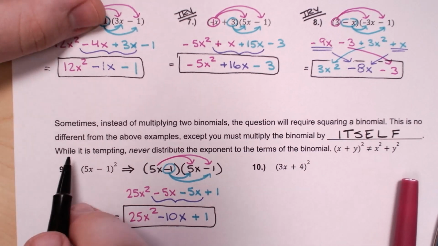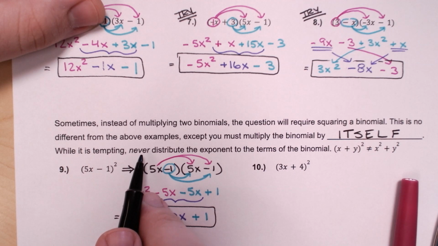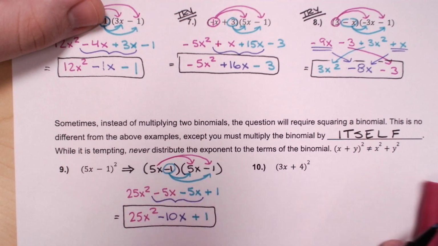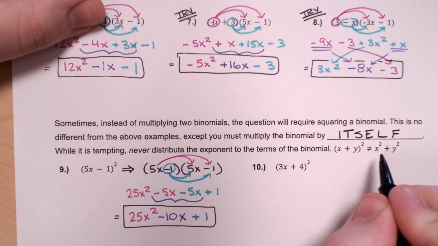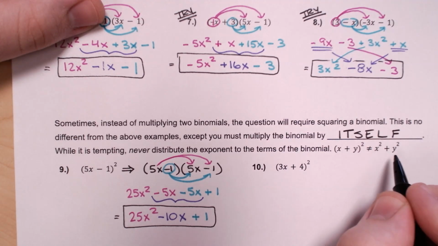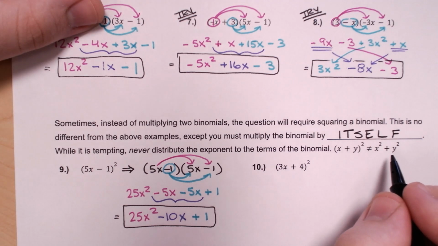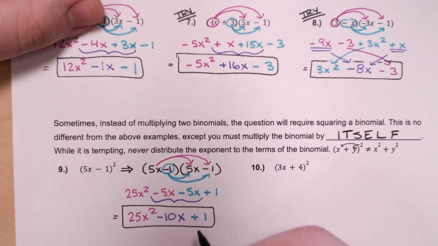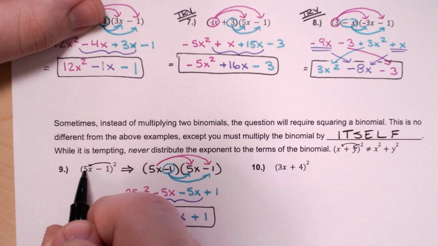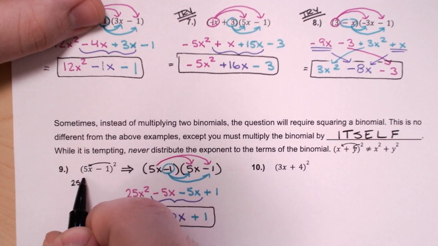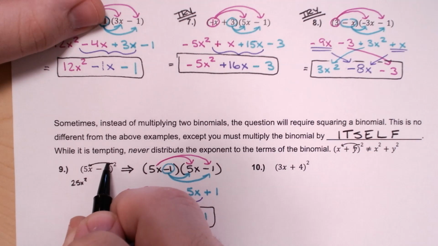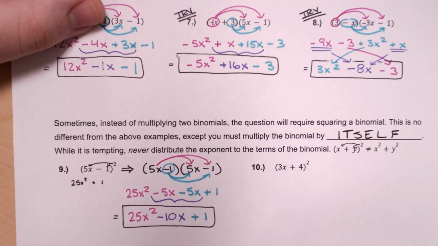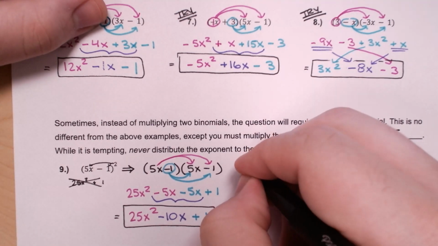Be really careful, that last line. While it is tempting, never distribute the exponent to the terms of the binomial. X plus y squared does not equal x squared plus y squared. This is the most common mistake, okay? People will say, well, that's just x squared and that's just y squared, and then they'll get it wrong. For example, if I distributed the 2 to the 5x to get 25x squared, well, that looks good, and then distribute the 2 to the negative 1 to get positive 1, suddenly I'm missing the minus 10x. That never works. Don't do that. Okay? Try number 10, please.